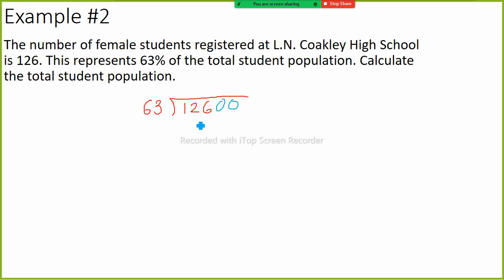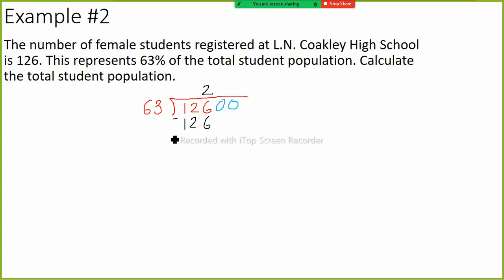No one has gotten the answer yet? Oh, 200. Who said that? Sierra. Okay, that's absolutely correct because if we multiply 63 by 2, that gives us 126.